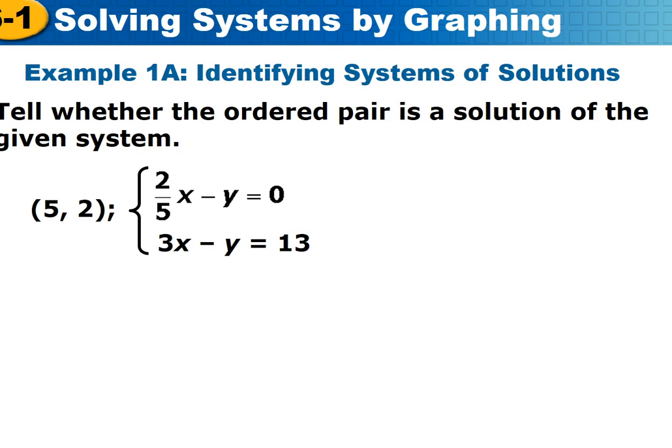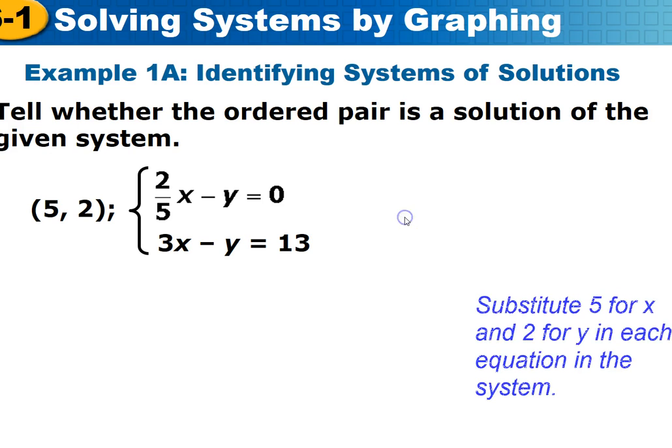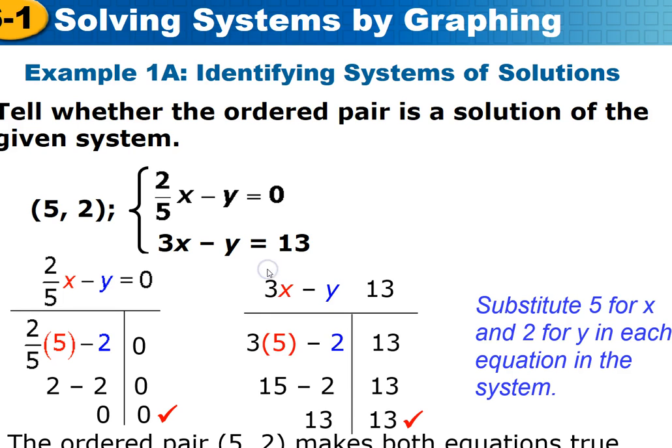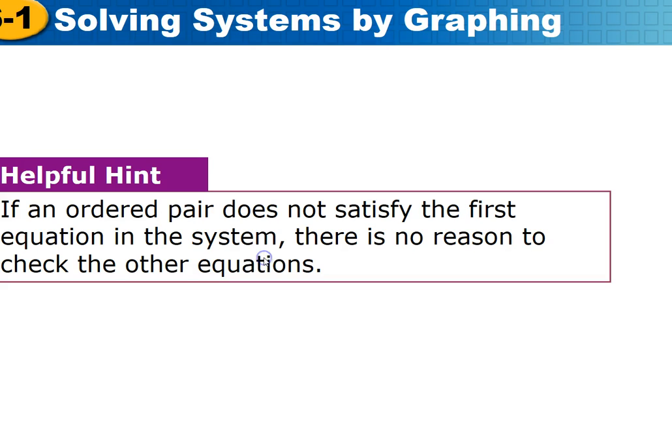All right. Tell whether it's a solution of the given system. Well, when they give you an ordered pair, all you do is substitute and solve. So they're telling me that x is 5. So I'm going to plug in 5, and I'm going to plug in 2, and if it's right, then of course it is a solution.